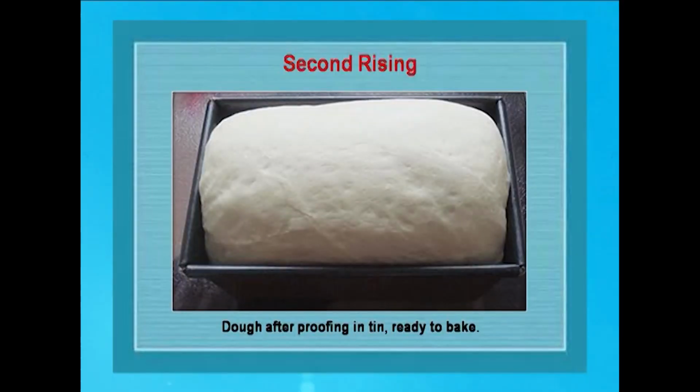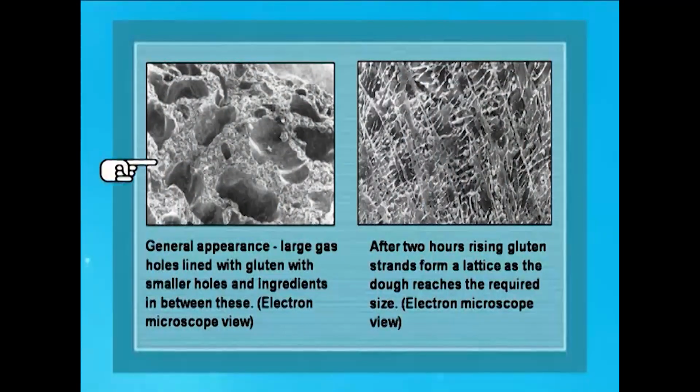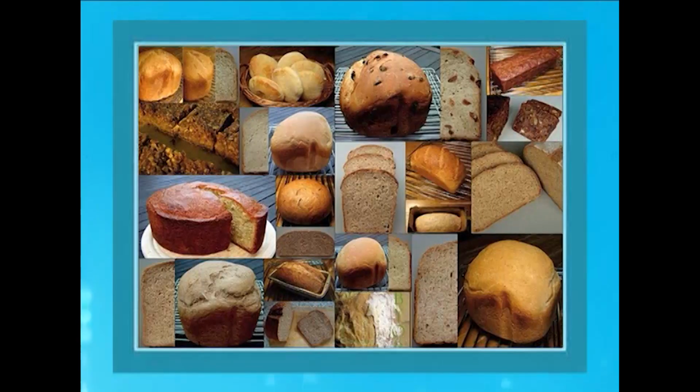So this is actually an electron microscopic view of the dough before the second rising, where we can see large holes and small holes, while the gluten strand is formed in this way. After 2 hours of rising, we see that the lattice of gluten has been properly formed, and this gives the proper structure to the bread.